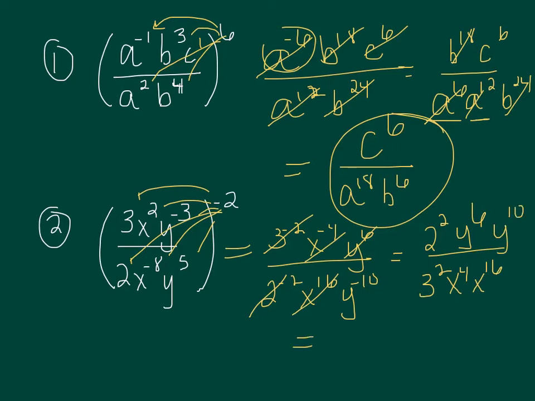Alright, now 2 squared is 4, and then I have my y's here. So y to the 6th times y to the 10th, which is y to the 16th. 3 squared is 9, and then I have x to the 4th times x to the 16th, which is x to the 20th. And that's your answer.